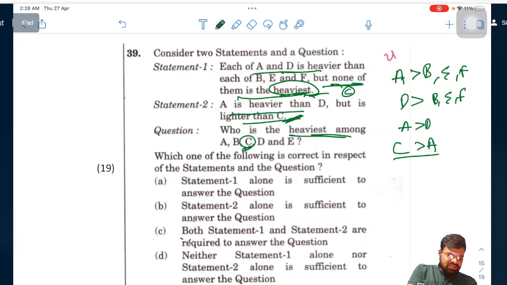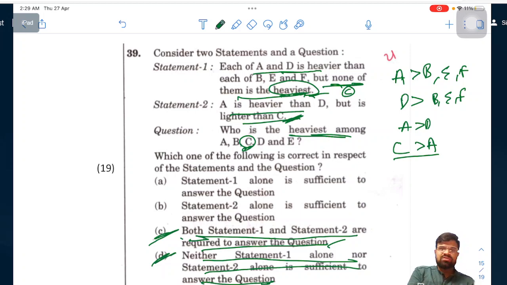Moreover, option C, both statements one and two are required to answer the question, and option D, neither statement one alone nor two alone is sufficient, are the two same things that are given. So in such cases, UPSC gives two answers. Both C and D are given as answers by the UPSC official answer key. In such cases, anyone who has marked this question will get the marks. So in such confusing questions, just go with your gut feeling and mark whatever you feel is correct. Marking is very important because if you do not mark it, you will not get marks.